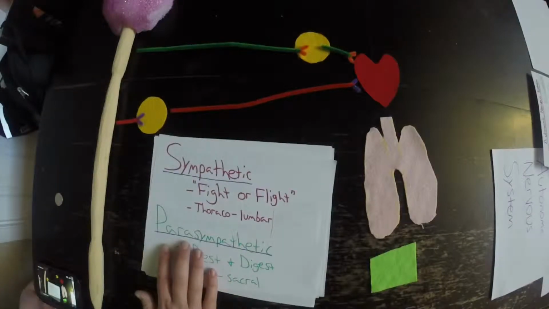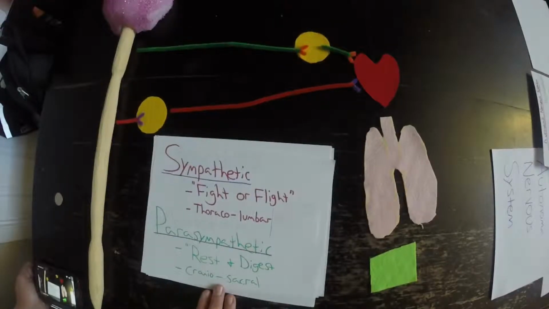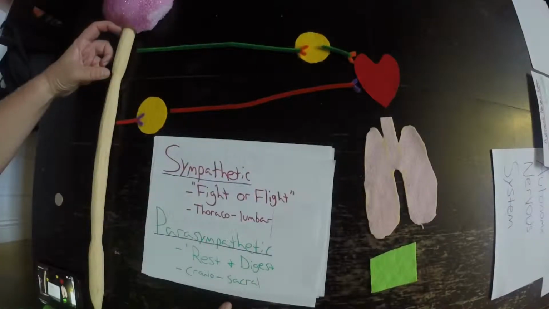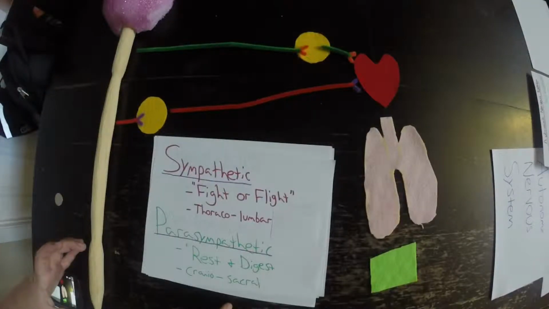Then there's the parasympathetic division, which is the rest and digest division, because it kicks in when your body is more relaxed or digesting food. And it is part of the craniosacral region, which is this top part up here of the spinal cord and the bottom part down here of the spinal cord.